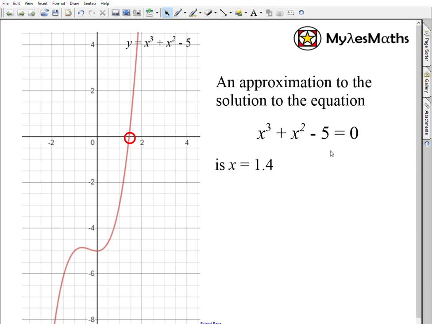So if I now have a look at how valid this solution seems to be, I've taken the trouble to draw a graph of this, and we can see that here would be x equals 1, x equals 1.5 would be on this line. So this is just crossing the x-axis just before x equals 1.5, just below x equals 1.5. So it's fair to say that x equals 1.4 is a fairly good approximation to a solution for this particular equation.